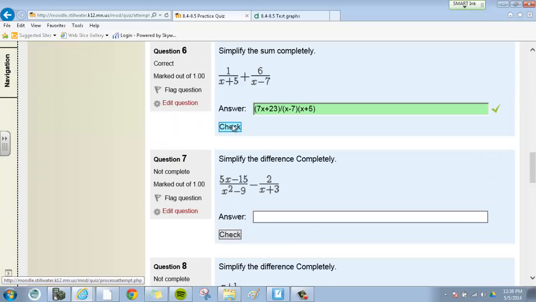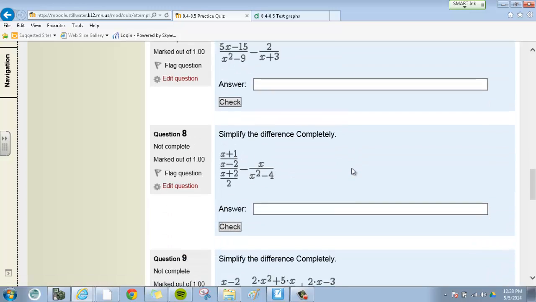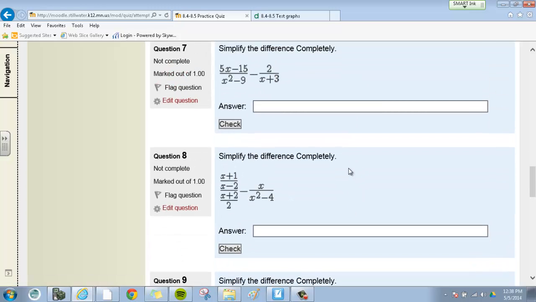Okay. Put parentheses around the top. Oh, come on. There we go. Okay. See, even I make mistakes. Even I do. Of course, you see them all the time. I know you guys do.